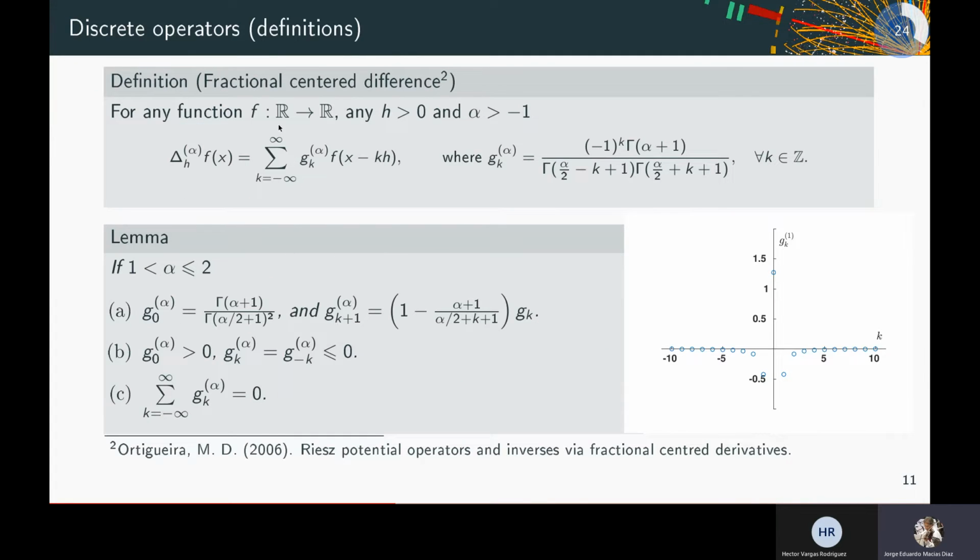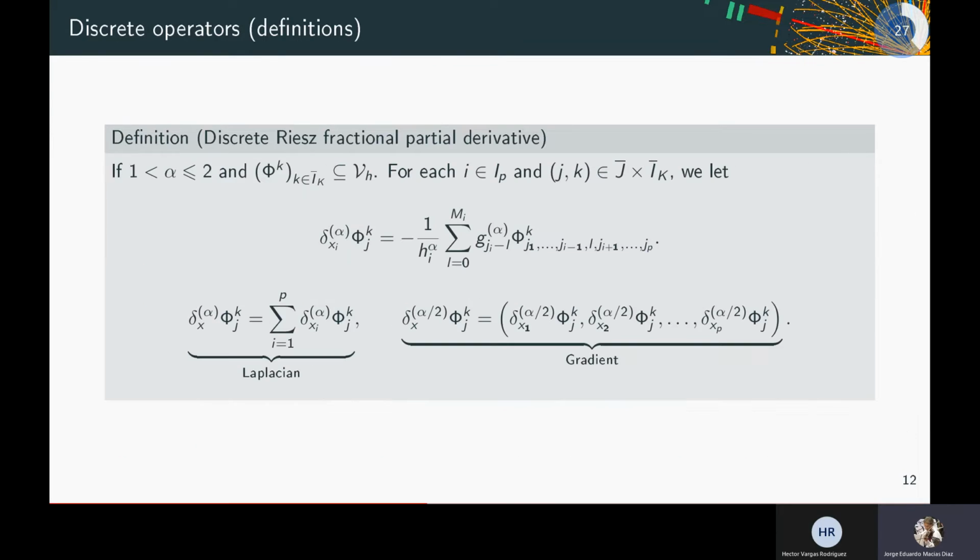Okay. Recall the concept of fractional center differences, which was introduced some years ago by Ortigueira. If you have a function f, the fractional center difference of f of order alpha at x is this double series where the coefficients are given in this form. And the coefficients satisfy various interesting properties which are going to be useful. So here I'm going to plot some values of the coefficients for certain values of alpha. This is for alpha equal to 1, alpha equal to 1.5, alpha equal to 2.